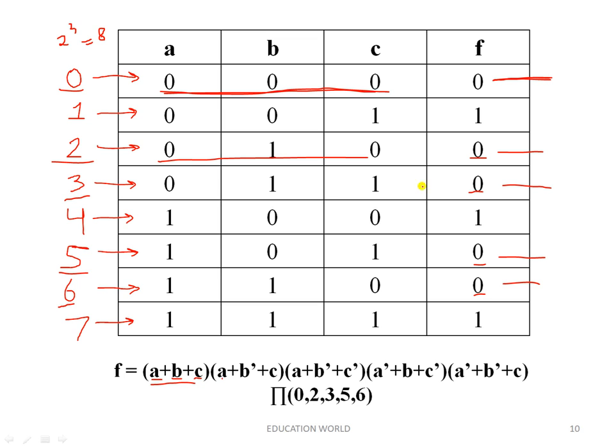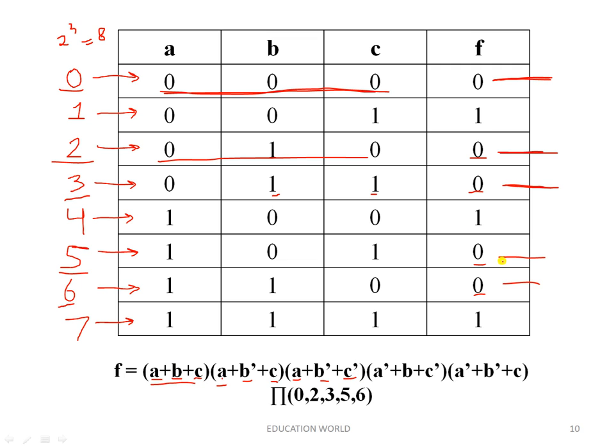So here it is 0, then for this 0, A is equal to 0, so it is written in true form, plus B is equal to 1. In the case of product of sum, 1 is written as a complement, so it is B complement, and C is equal to 0, so C is in true form. And for this 0, A is equal to 0, so it is written in true form, and B is equal to 1, so it is written in complemented form, and C is equal to 1, so it is written in complemented form.